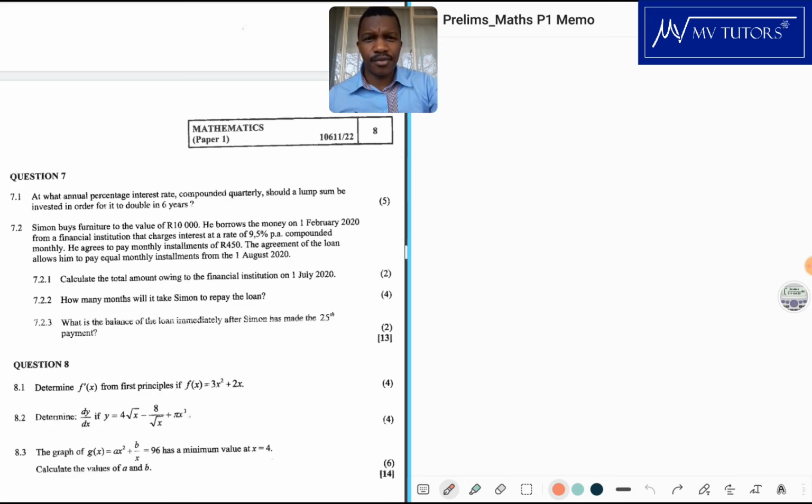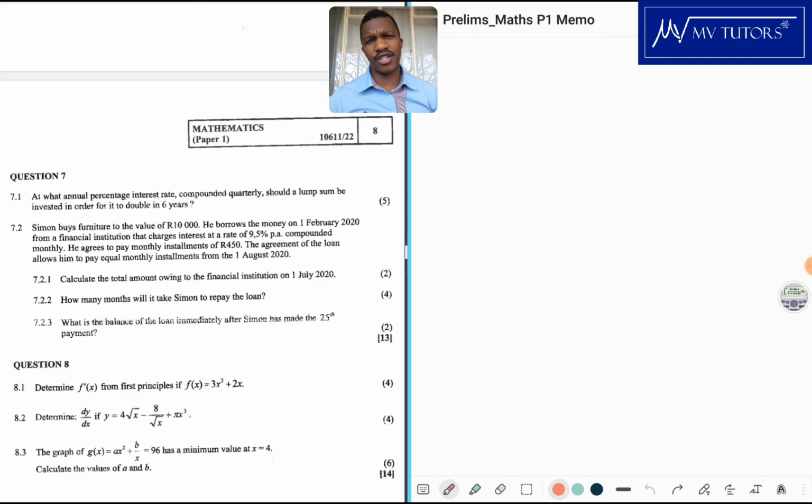It says, at what annual percentage rate compounded quarterly should a lump sum be invested in order for it to double in 6 years? Now I know that you get forex traders saying, I'm going to double your money in 2 months. You can actually calculate for yourself what interest rate that is, assuming that investment or trade is compounding. But here we just want to double in 6 years, and that's it. So how are we going to do that?